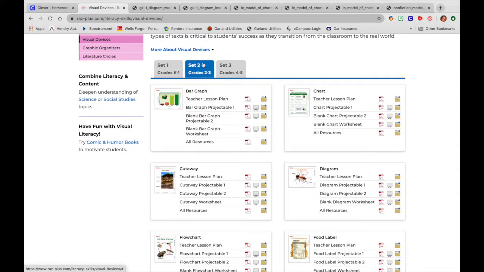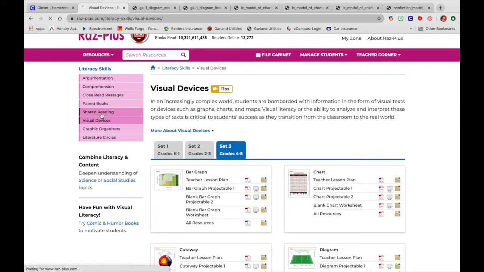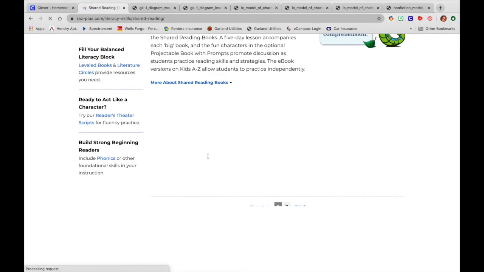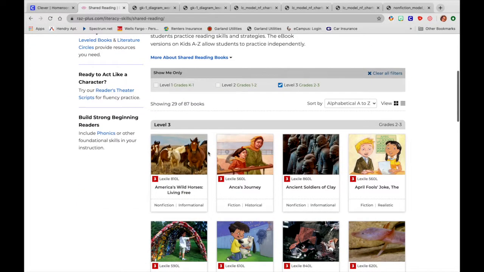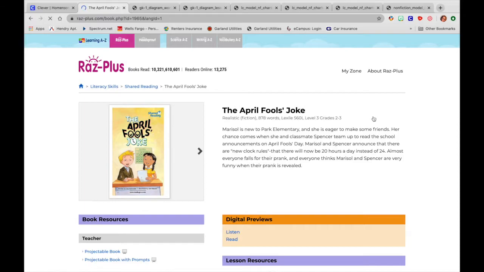Set 2, grades 2 through 3, and then set 3, grades 4 through 5. They've really tried to go out and make sure that the resources match the grade level that we teach, so we're not a 5th grade teacher trying to use a 1st grade visual device or a 1st grade teacher trying to use a 5th grade visual device. They also have a shared reading. And you'll notice that the shared reading again is divided K-1, grades 1 through 2, level 3, grades 2 through 3. So you can click on your shared reading.